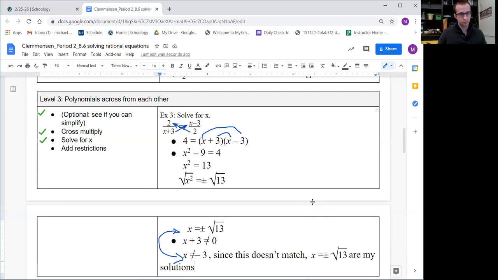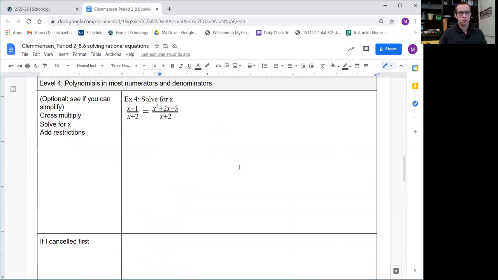All right then, let's move on to level 4. Again, like usual, if you come up with a question, you can come back to it. Level 4 is a little bit harder, as you can see, because we have 4 different things, which makes things a little bit more challenging. But I still do the same thing. See if you can simplify, cross multiply, solve for x, add your restrictions.